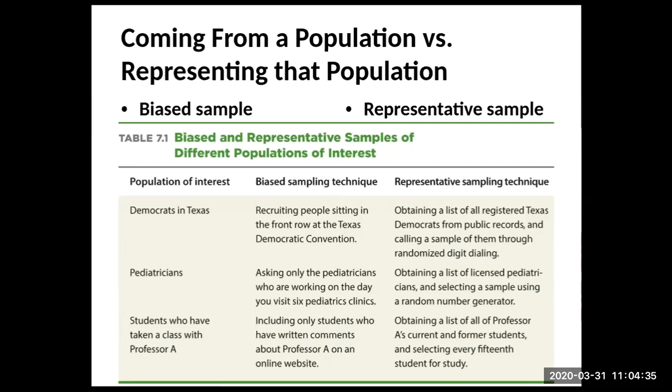So a biased sample is only the students that have written comments about me, because whether they are good or bad, I may have evoked some sort of emotion that the other students didn't get. Whereas if I just go through a list of every 15th student, everybody again has an equal chance of being picked because we don't know, unless that list is in alphabetical order, right? And even if it is, I don't have to go with every 15th student. So everybody has a fairly equal chance of being picked. That's why this is representative.